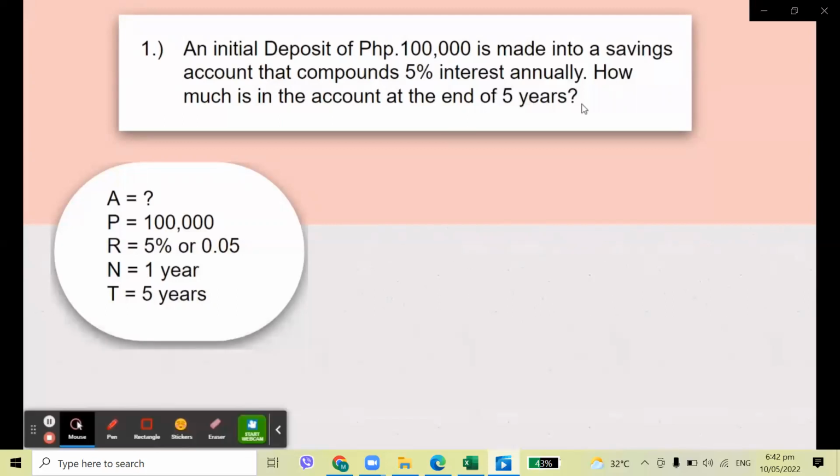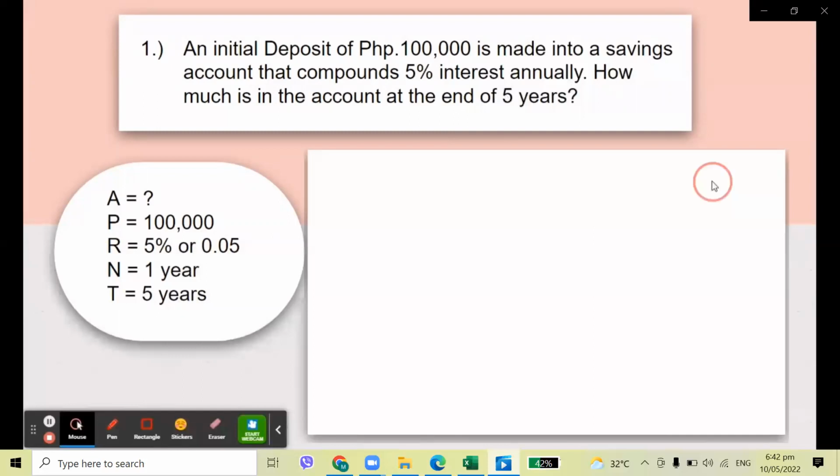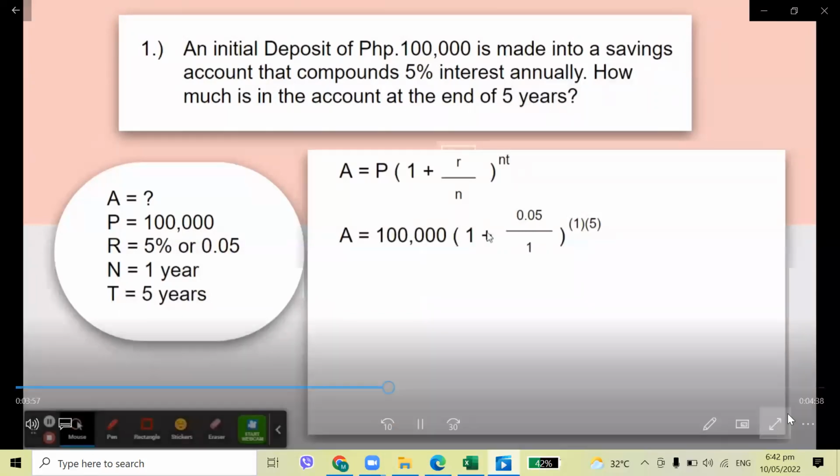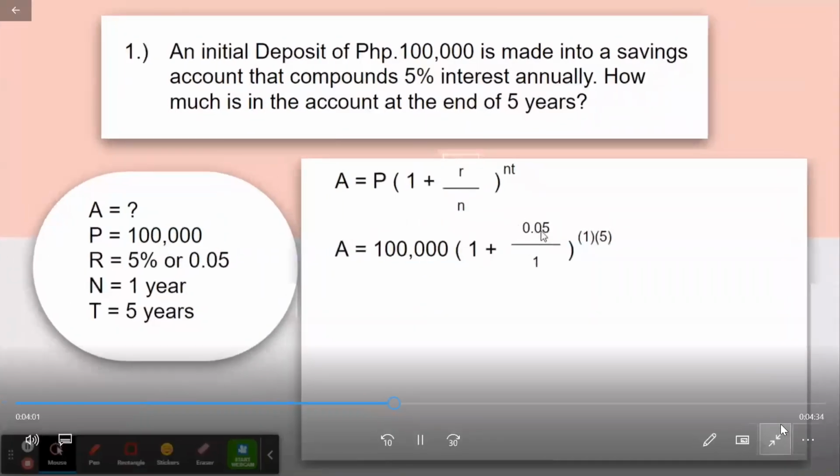Ito siya, 5 years. So, gagamitin na lang natin ang formula. I-fill up na lang natin siya. Ito yung formula na kailangan natin kabisaduhin kapag kinukuha natin ang compound interest. A is equal to 100,000 times 1 plus 0.05, which is the value of R over N, which is 1, then raised to 1 times 5, yung NT dito.